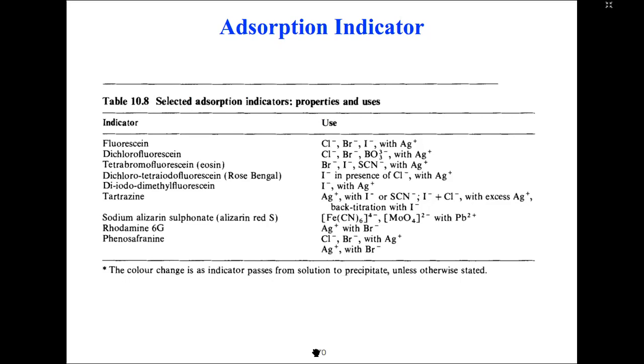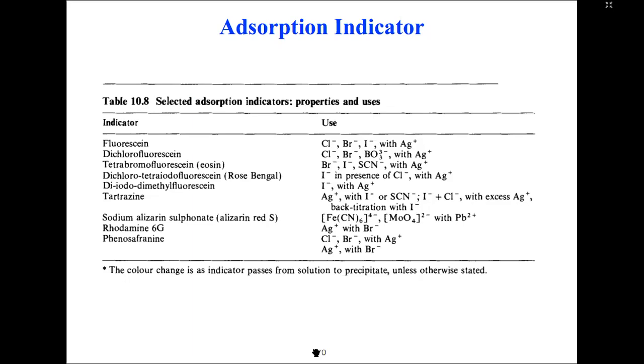So today we discussed complexometric titration, different complexing agents, metal ion indicators, and some examples of their color change. Then we went into precipitation titration. In precipitation titration, we directly went into adsorption indicators. We discussed the main precipitate, the primary layer, and the secondary layer that is formed during precipitation titration.